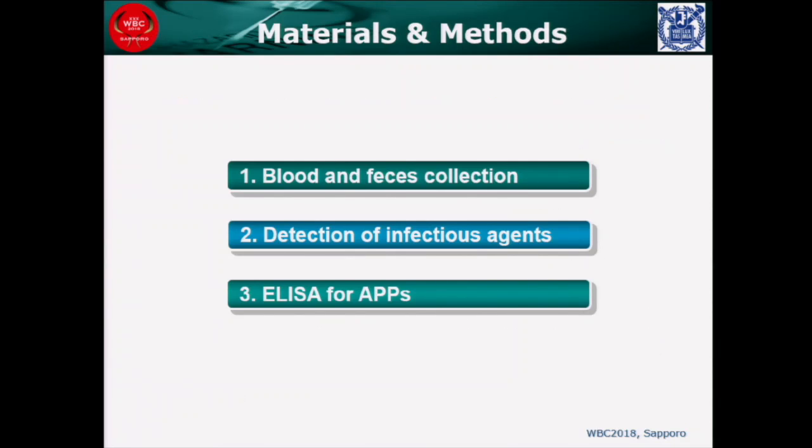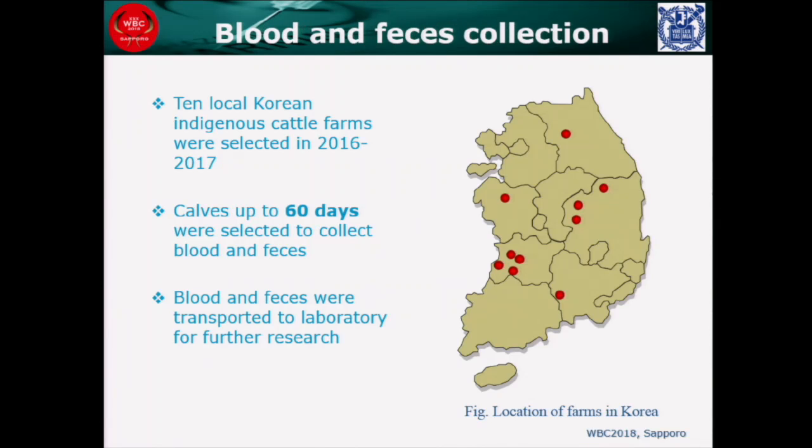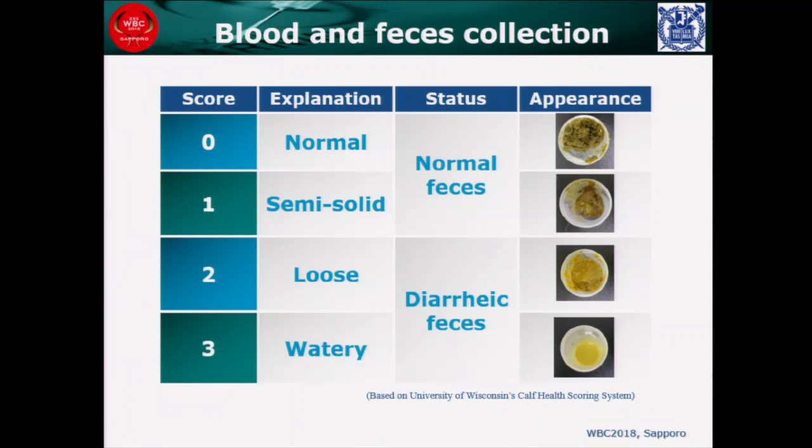So we selected some farms, and blood and feces were collected. From those samples, we detected some infectious agents and also evaluated some APPs. Briefly, 10 local Korean indigenous cattle farms were selected in 2016 and 2017, and calves aged up to 60 days were selected to collect blood and feces, and the samples were transported to the laboratory for further research.